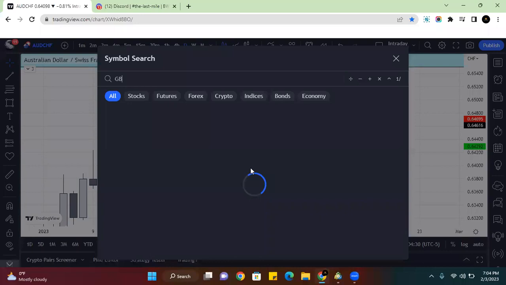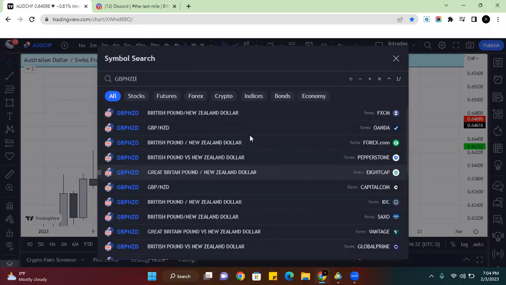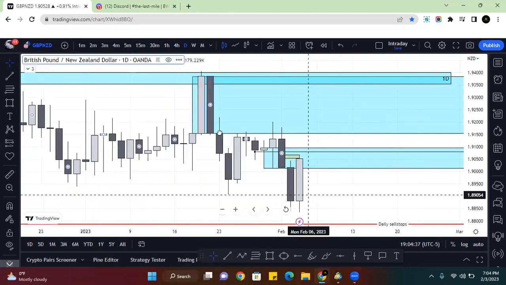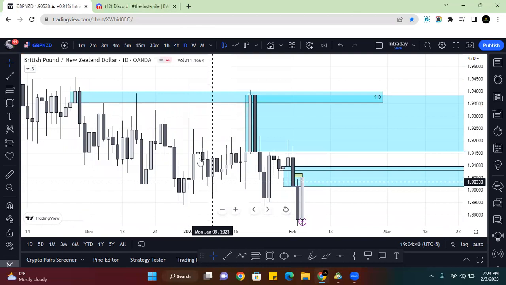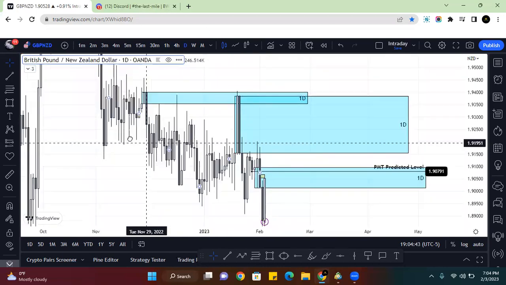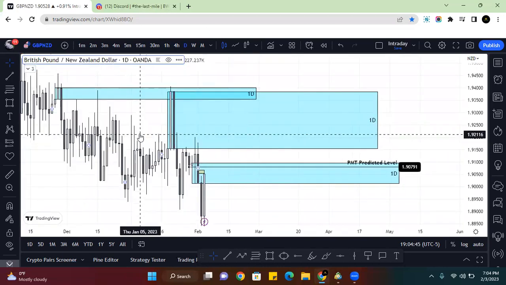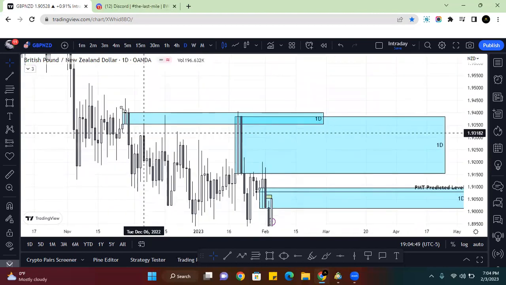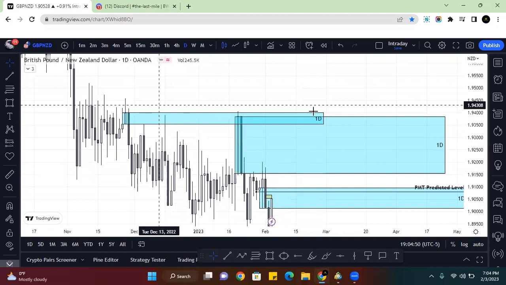Let's look at Great British Pound New Zealand dollar, I believe it was. Real quick. Here it is. Yep, Great British Pound New Zealand dollar. It's probably what I'm going to look at next week. I haven't looked at whether there's news next week, but I did notice that there was a daily order block that was respected pretty nicely.